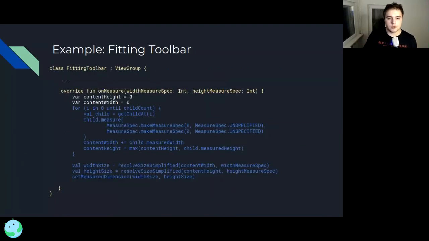So let's check out the code, and maybe you will better understand from the technical side how measuring works. So for example, for this view, you get a call on measure, you get width measure spec and height measure spec from the parent.